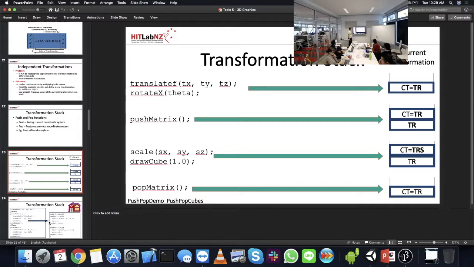So then what we can do is we can go and do a scale. So we're going to scale some things. So we've done a translate, we've done a rotate, and we've done a scale. And then we draw this cube. So we end up with a cube which has been translated, rotated, and scaled. And then when we call pop matrix, what we're going to do is get whatever's on the top of the stack, and we're going to set the current matrix to be that. So we're back to the translation and rotation.